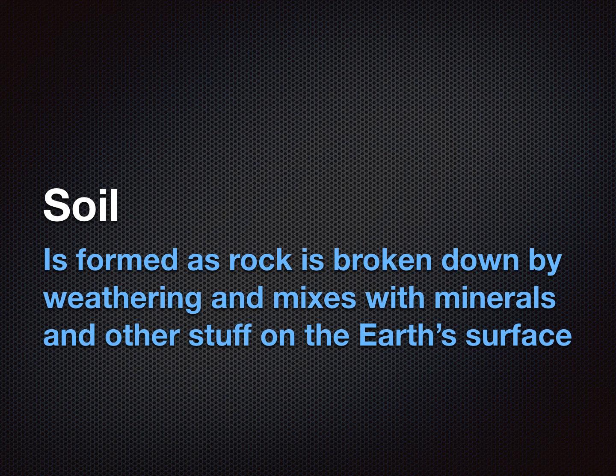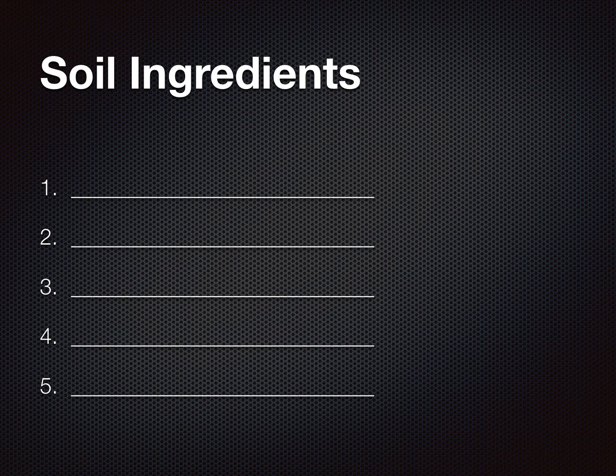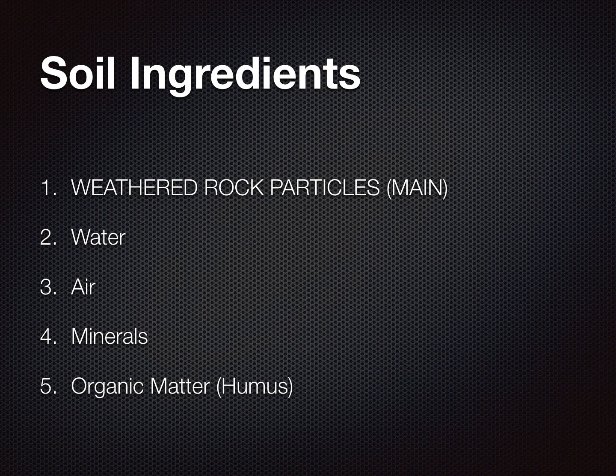Soil is formed as rock is broken down by weathering and mixes with minerals and other stuff on the Earth's surface. I know I hate to use the word stuff in science. However, there is a bunch of different things, and we are going to start with telling you the 5 things that it mixes with. So here are the 5 soil ingredients. All soil around the world is similar because it has the same 5 ingredients. And these are the 5 that you need to know.